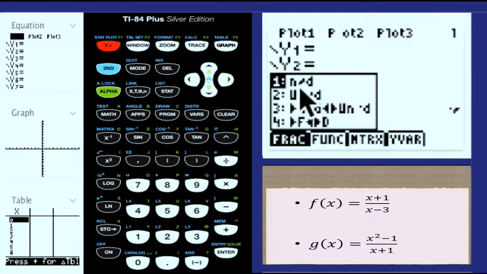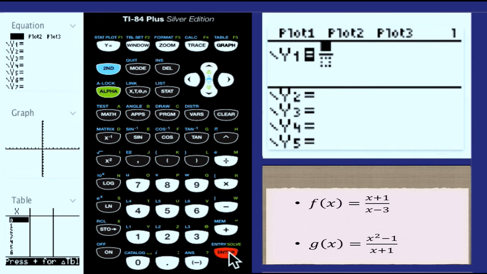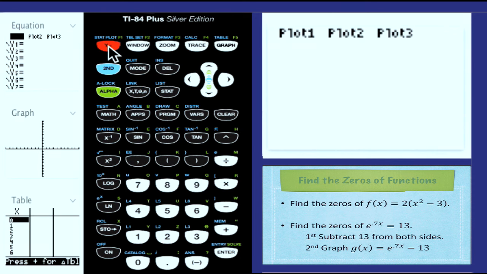The first shortcut that we want to use is basically the fraction button. So it says number 1 is n/d. That stands for numerator over denominator. So I'm going to pick it. And the calculator then gives the screen. So we're going to press y equals.